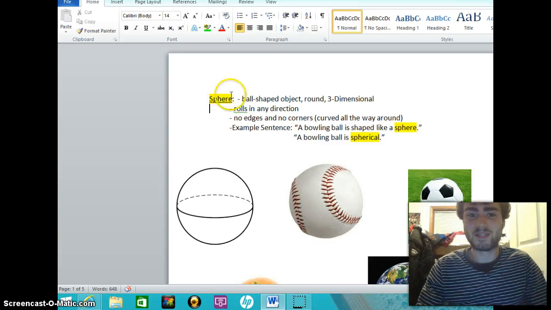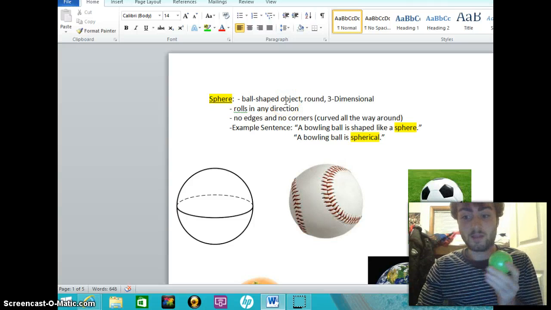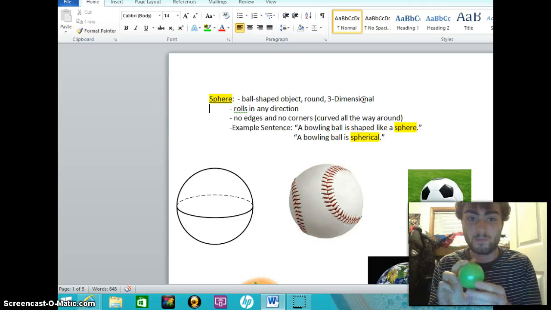Repeat that back to me, please. Sphere. Ready? 1, 2, 3. Sphere. Now a sphere is a ball-shaped object like this. It's round and it's three-dimensional, which means it's an object that you can hold. It's not a drawing. It's a physical three-dimensional ball.